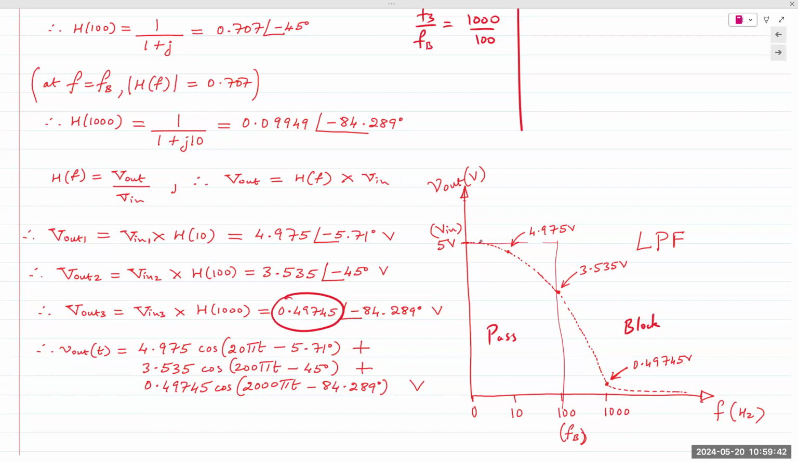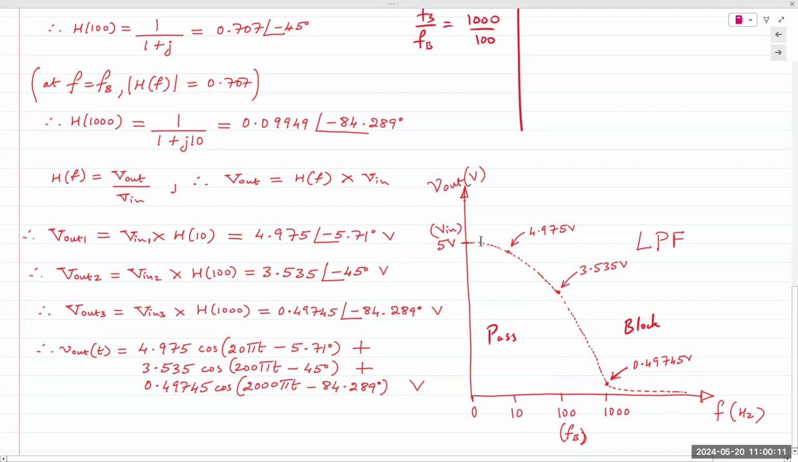Your break frequency is 100, meaning anything beyond 100 should go all the way to 0. But even at 1000 hertz, we still obtain half a volt. We consider that to be blocked. Okay. At 101 hertz, you would still obtain about 70%. We still consider it to be blocked. So in real life, we do draw a line, and that line is the break frequency.